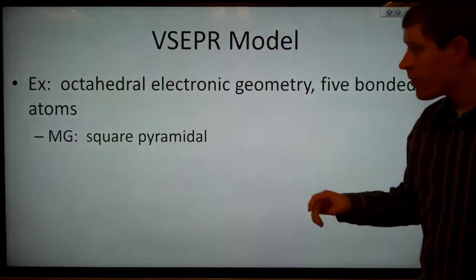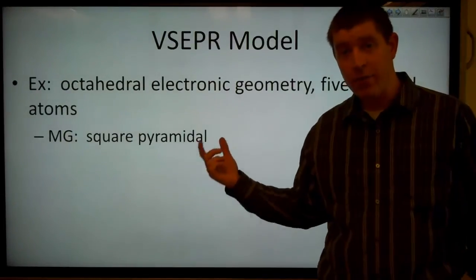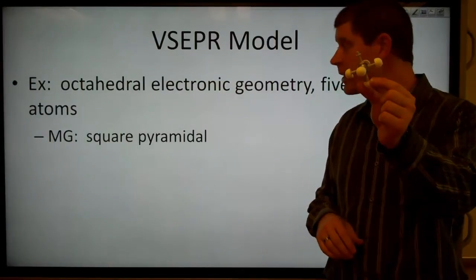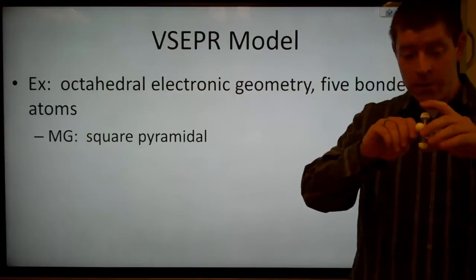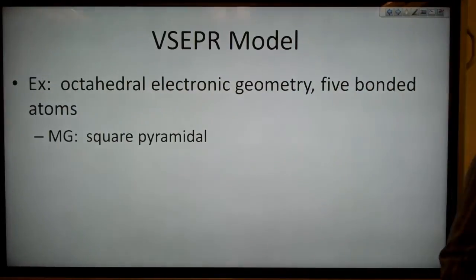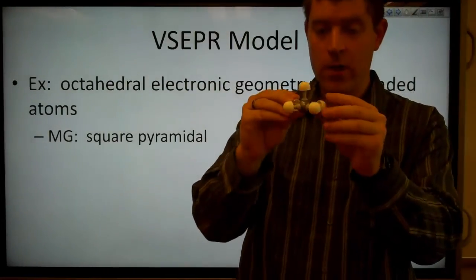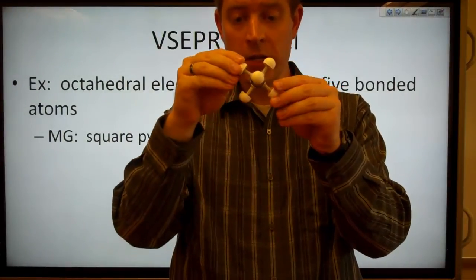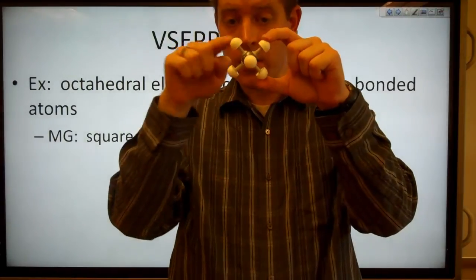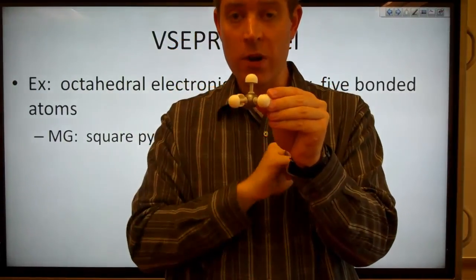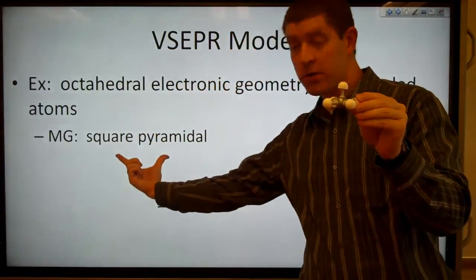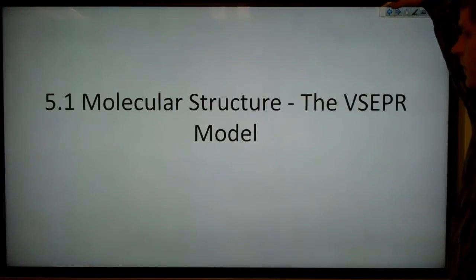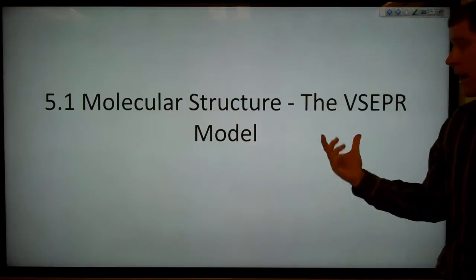But if instead of 4 bonded atoms, we have 5 bonded atoms, we still have an octahedral electronic geometry. But now, if I pull off that lone pair, we have our square planar geometry plus an extra one above, which means we still have a square, but now we have a square pyramidal geometry. So that gives us square pyramidal. So that was molecular structure and the VSEPR model.